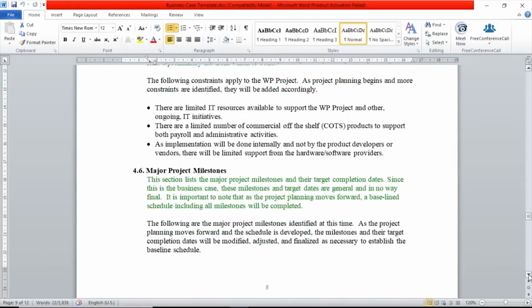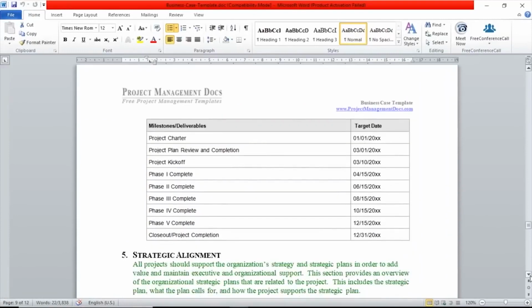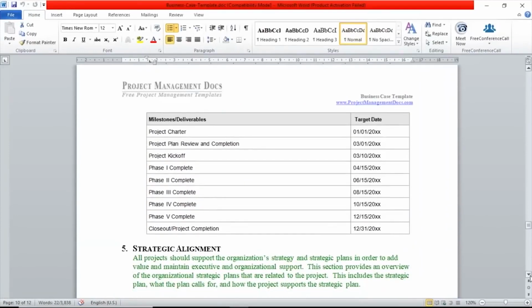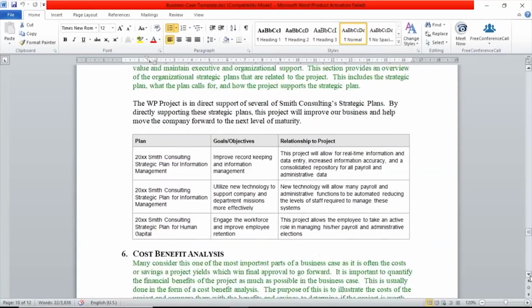Project constraint will be there are limited IT resources available to support the WP project and other ongoing IT initiatives. So that means there is a very clear-cut impact on the resources, which could hit another constraint, could be cost or could be quality if it's not managed effectively. Then project milestones. So what are the milestones? So again, you can mention the various phases, completion of these phases, and maybe some of the key outputs that we're expecting.